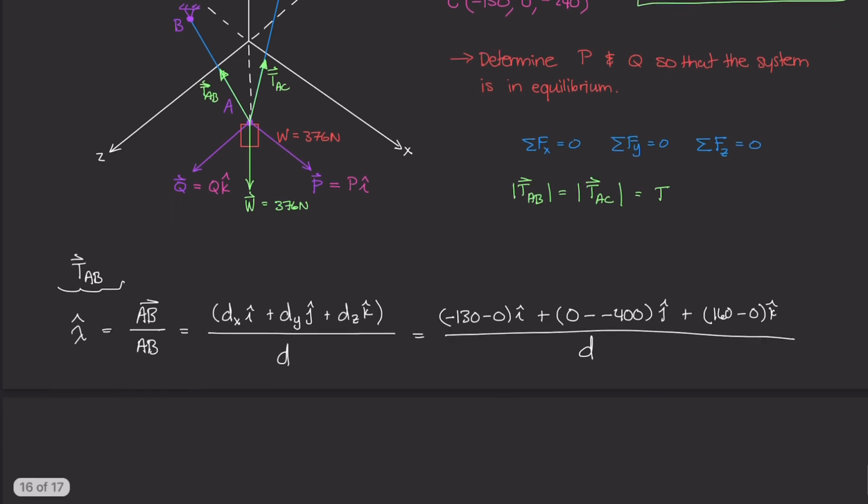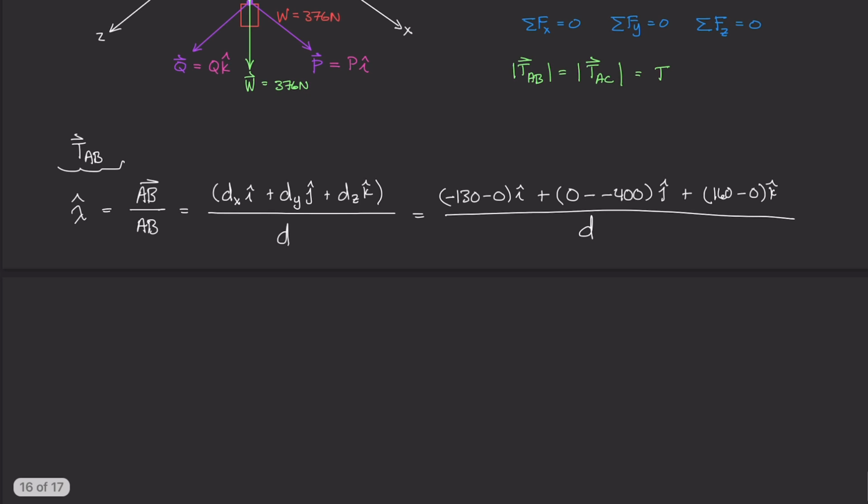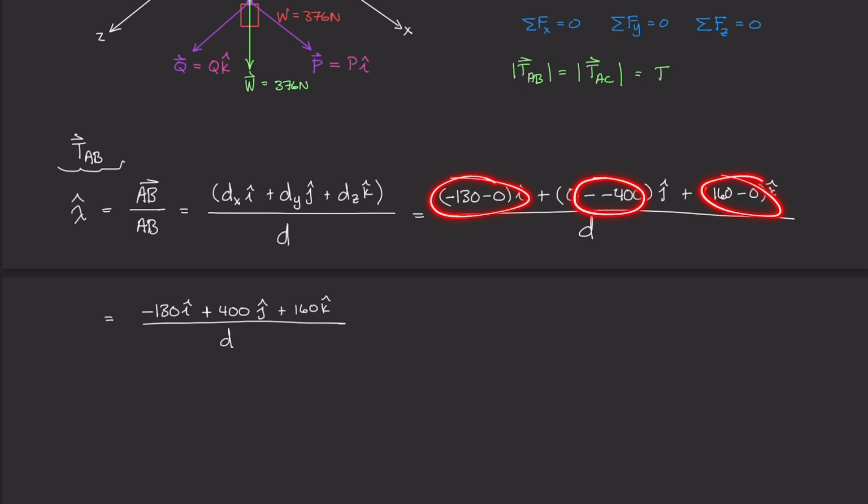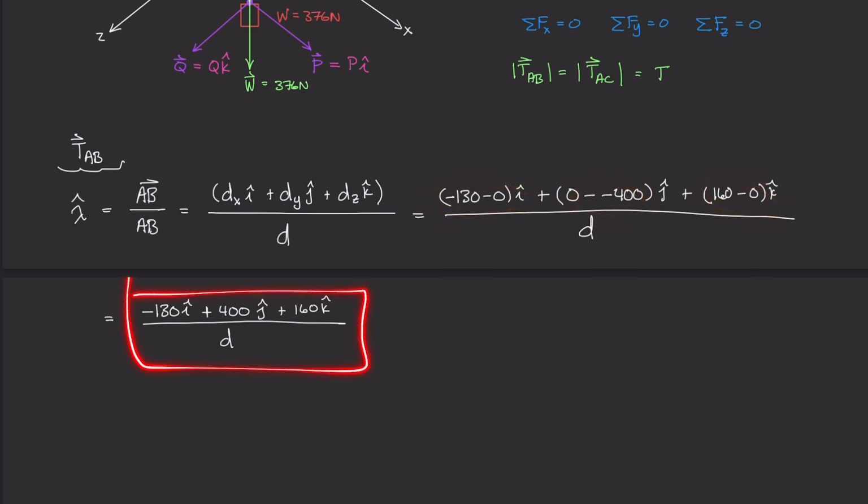Now, we'll get to d in a second, but let's simplify this equation down a little bit. If I simplify that, it turns out to be this right here. I just took care of some of these minus signs and made it a little bit cleaner. So our dx value is negative 130, our dy is 400, and our dz is 160. Now, how do we find d?